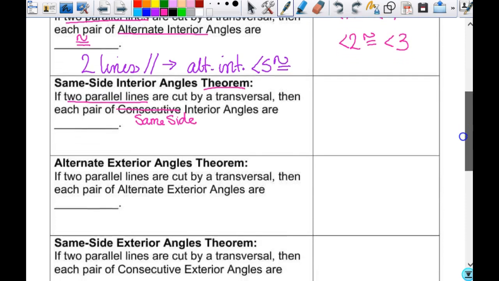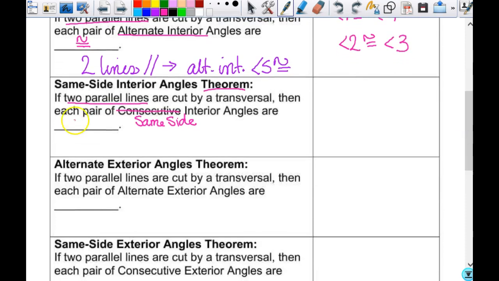Let's come back down here. And so we said same side interior angles are going to be supplementary. So to abbreviate, 2 lines are parallel. Then SSINT, same side interior angles, are supplementary.